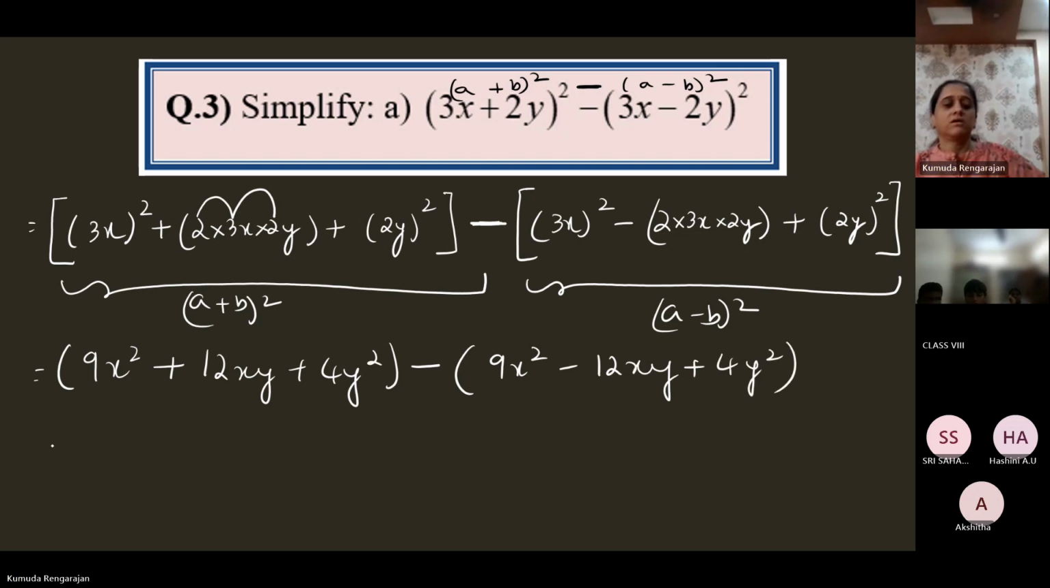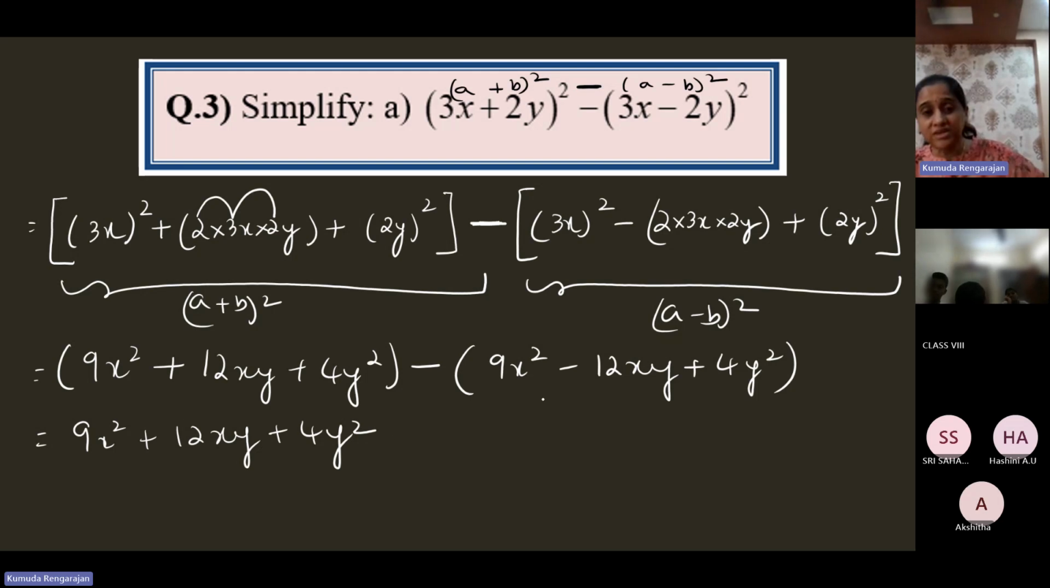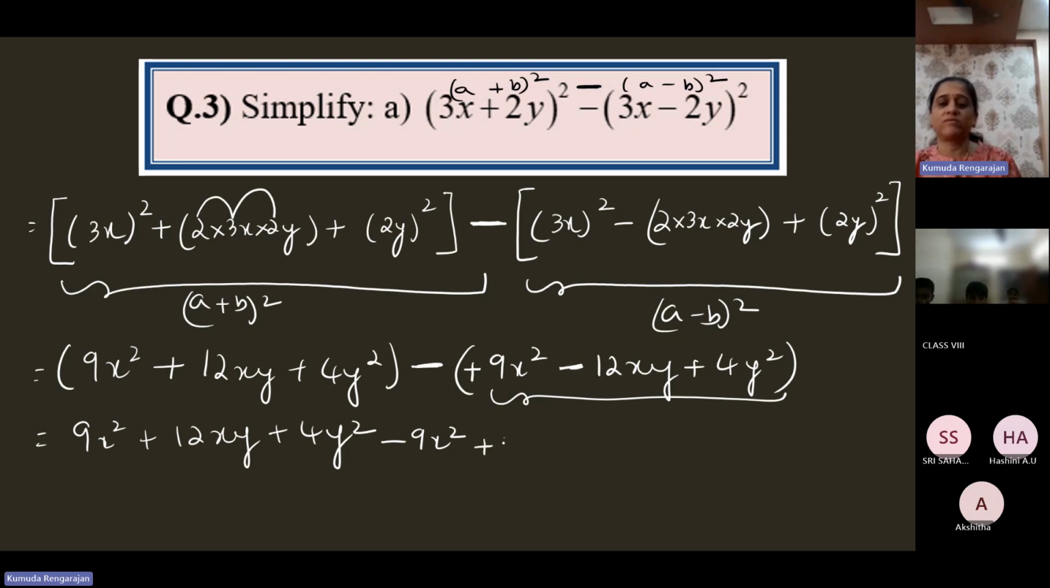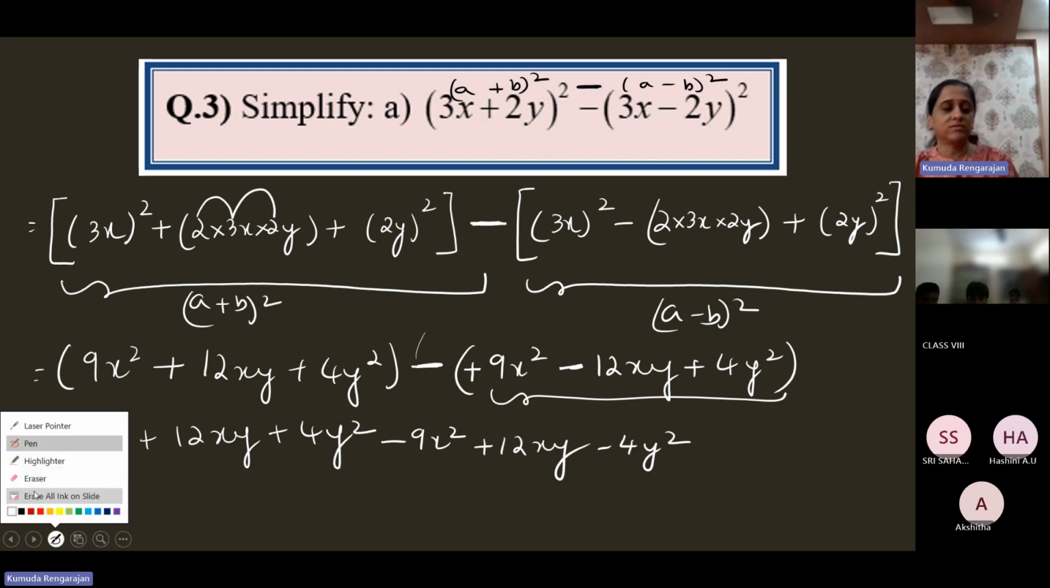Close. Now, remove the brackets. First bracket, all the terms come out. When you open the second bracket, there's a minus sign before the bracket, so write all the terms inside with their opposite signs. This is plus 9x squared, it will become minus 9x squared. Minus 12xy becomes plus 12xy, and plus 4y squared becomes minus 4y squared, because when you multiply minus with every term inside, they come out with opposite signs.